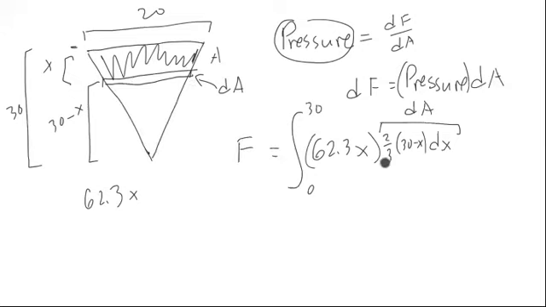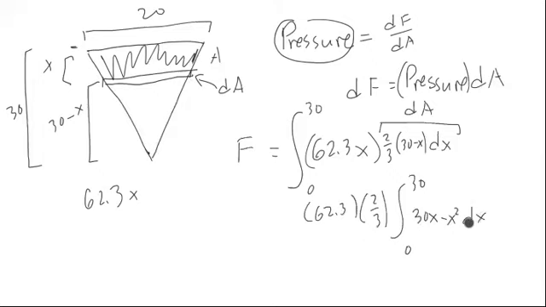Okay, so we can go ahead and proceed. Let's say 62.3 multiplied by 2/3. And then we have the integral from 0 to 30. Just distribute that in. So 30x minus x squared dx. We take an antiderivative of that. So we get 15x squared minus x cubed over 3, going from 0 to 30.